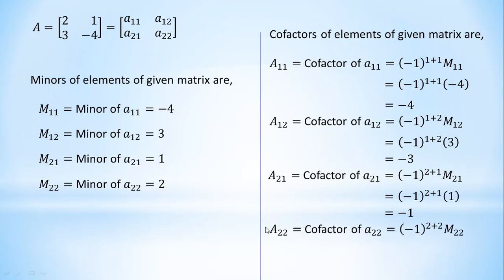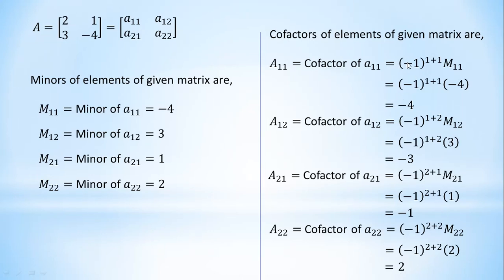Similarly, last, the cofactor of A22, that is equal to minus 1 raised to 2 plus 2, because the suffix is 2 2. So minus 1 raised to 2 plus 2 into M22. Again put the values. So minus 1 raised to 2 plus 2 into, this is the minor, that is 2. Now minus 1 raised to 2 plus 2 means minus 1 raised to 4, and minus 1 raised to 4 means it is plus 1. So we have to multiply by 1. So 1 into 2 is 2. So again here the minor is 2 and the cofactor is also 2.